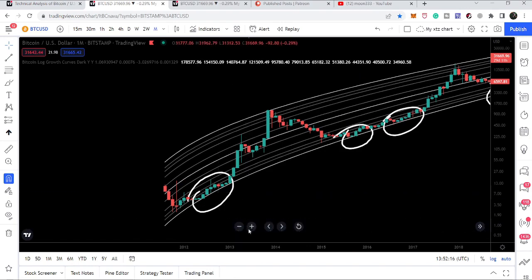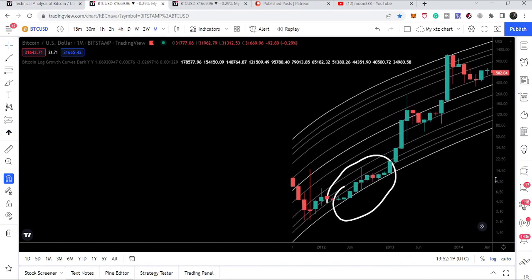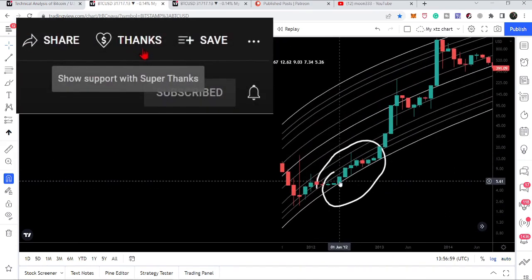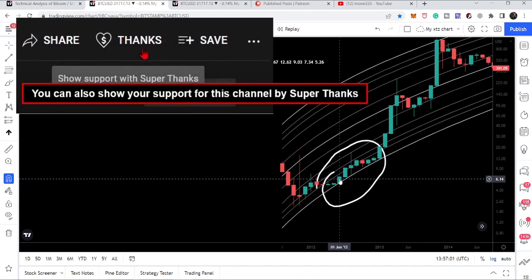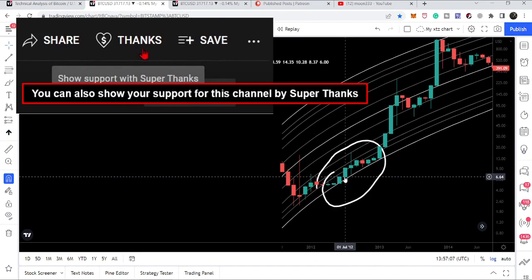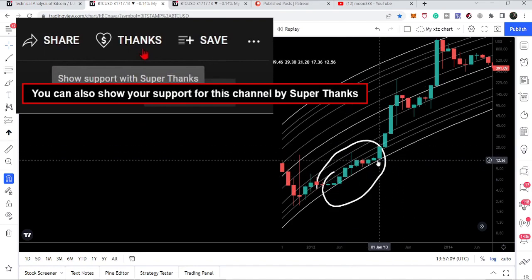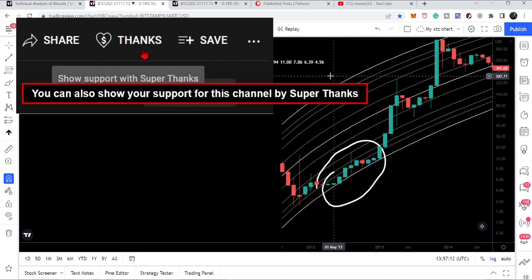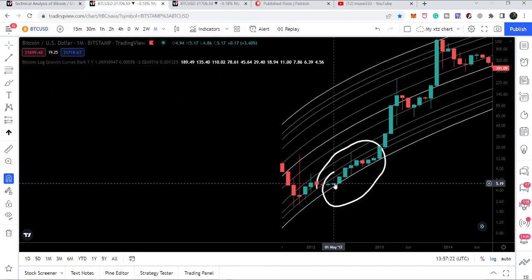For example, over here, we have the first touch of the candlestick on this monthly time frame, as per the Bitstamp exchange, in June 2012. By the way, you can watch the value of the bottom of this Bitcoin log growth curve here on the most right side. Right now you can see on this candlestick the value was 4.56, and the candlestick moved to the downside maximum up to 4.86. Therefore, we need to watch this candlestick.